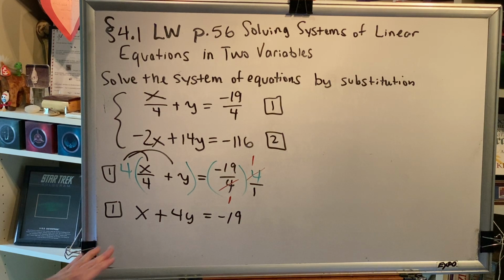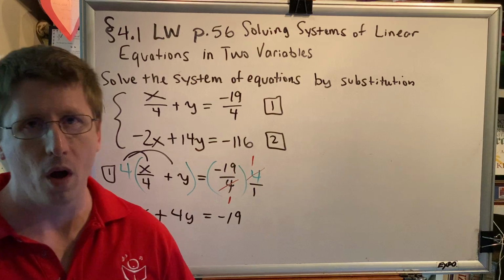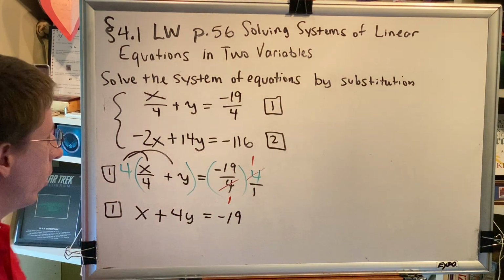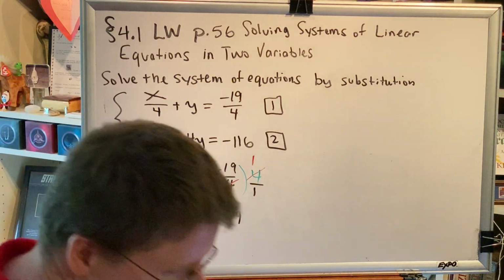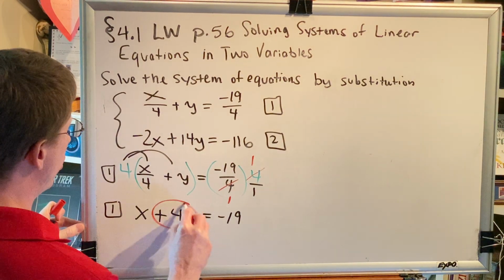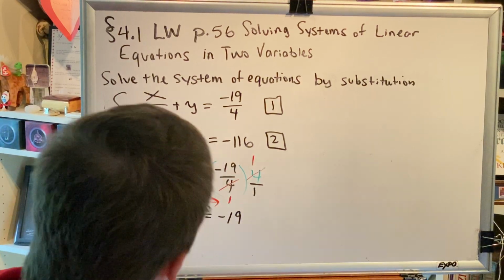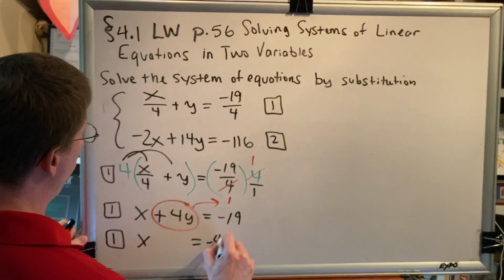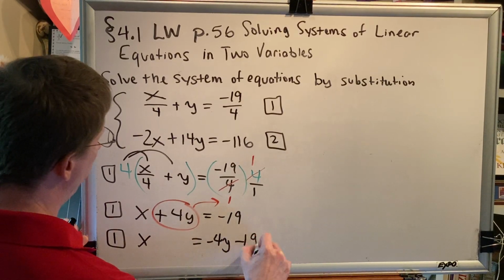Okay, so now our job is to solve this equation for one of the variables, whichever one is easier. Well, right now, the x is the easier variable to solve for because it doesn't have a coefficient. See, this y has a coefficient of 4. If you wanted to solve for the y, you'd have to get it alone and divide by 4. With the x, all you have to do is get it alone. So we're going to solve for this x. And the way we'll do so is by moving this term to the other side. Remember, when a term changes sides, it changes signs. So I get x = -4y - 19.